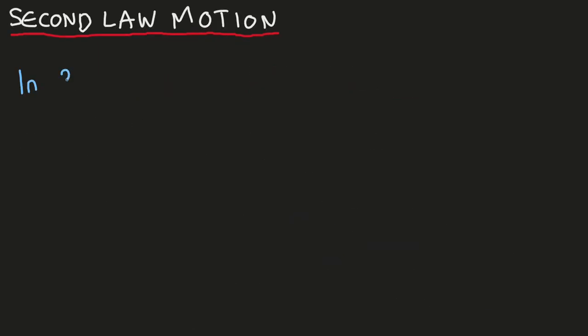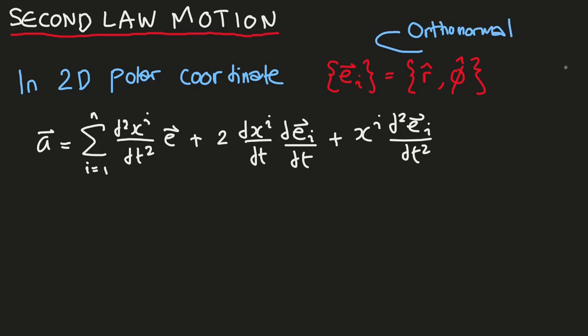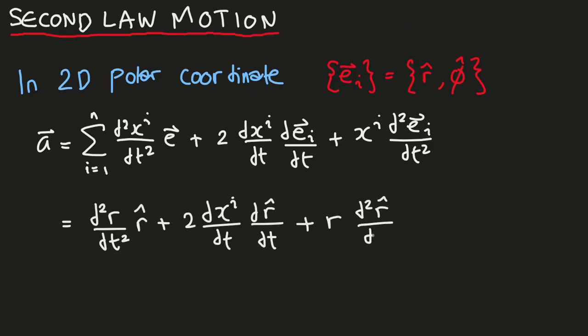Next, in two-dimensional polar coordinates, we will have the expansion of a vector as before, and now the set of bases is r hat and theta hat, which are orthonormal to each other. In this coordinate system, we know that both r hat and theta hat may not be constant with respect to time. So we will have this expansion, where the position vector can be simplified as r multiplied by r hat, as we saw in the coordinate system video.